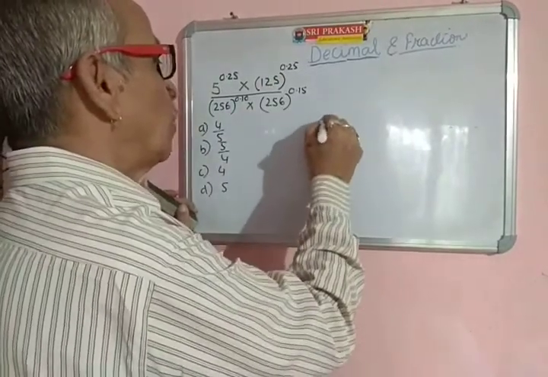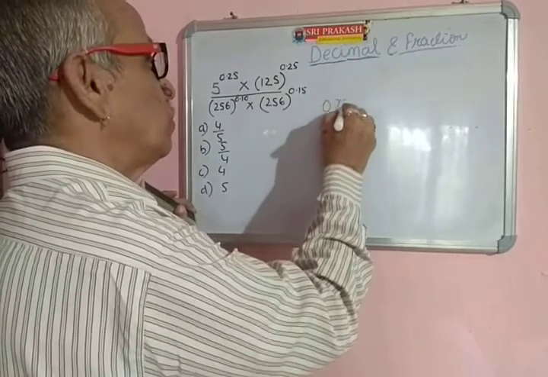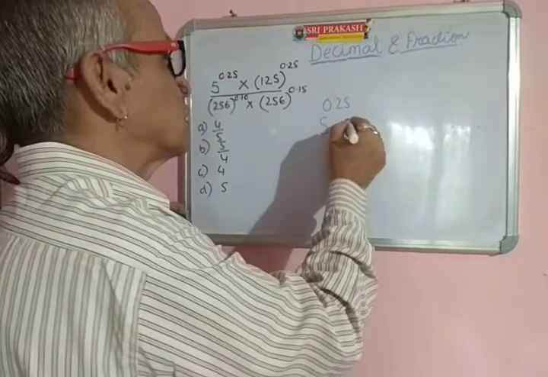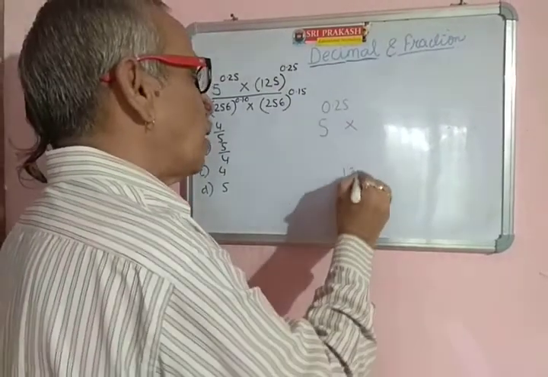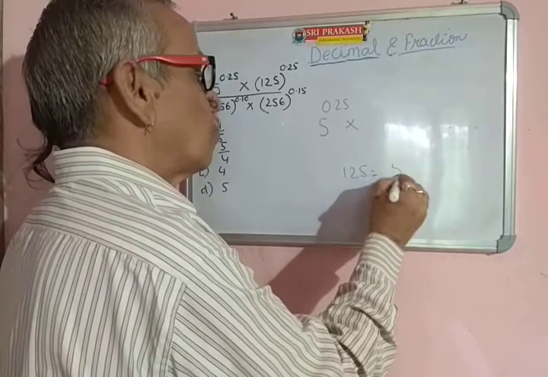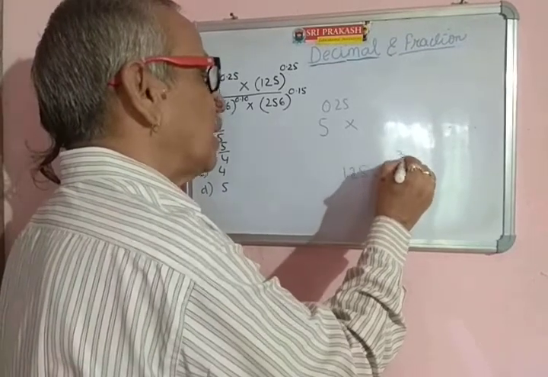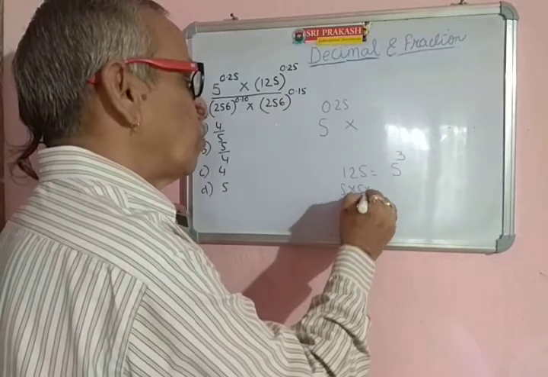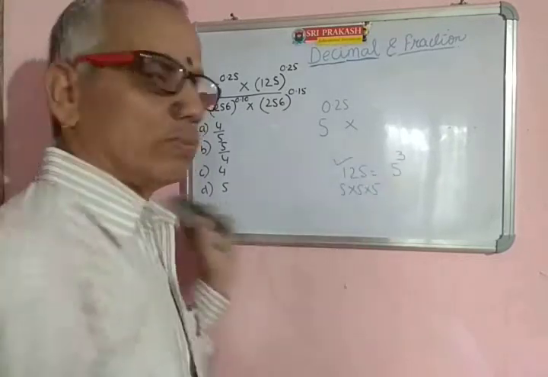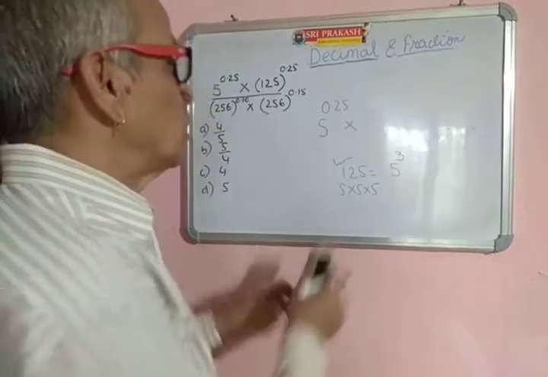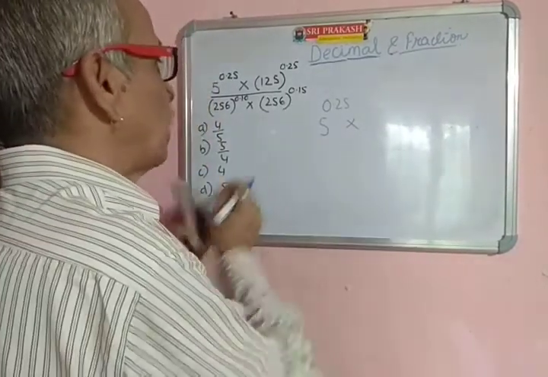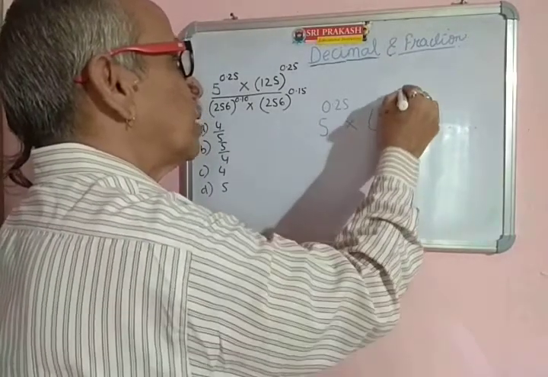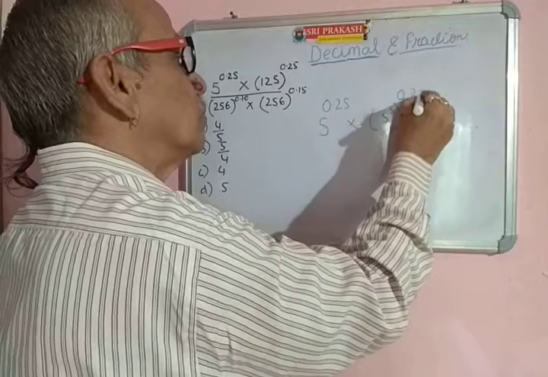Here 5 to the power of 0.25, you cannot reduce this, but you can do this. 125 means what? 5 to the power of 3, or 5 cube. 5 into 5 into 5 we can write 125. That means 5 cube. So in place of this 125, I write 5 cube to the power of 0.25.